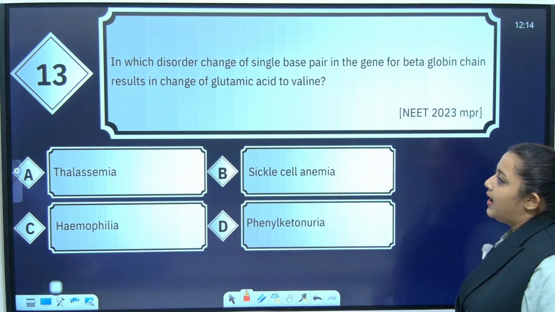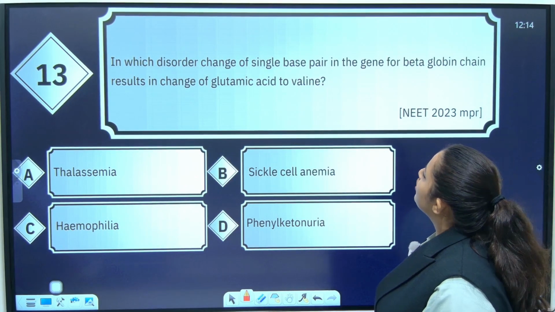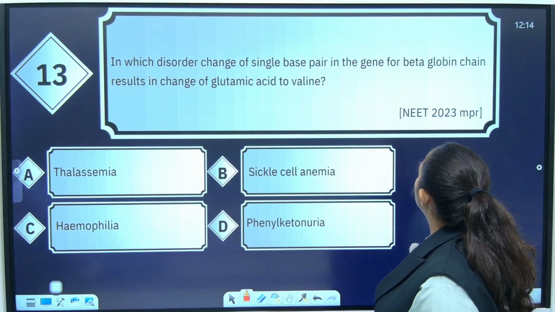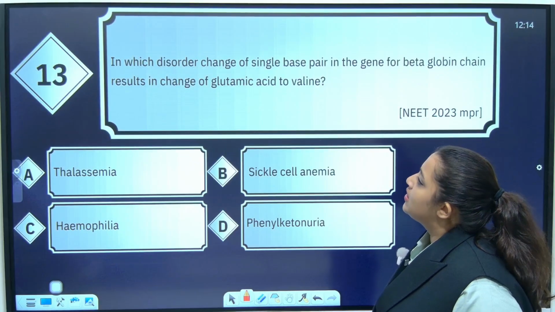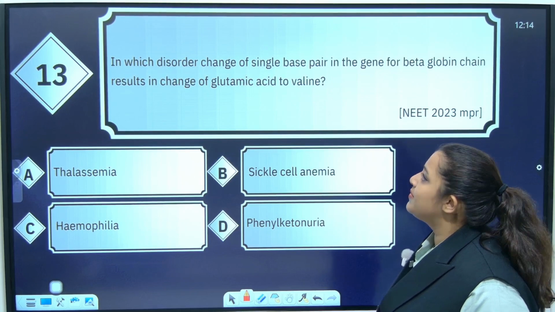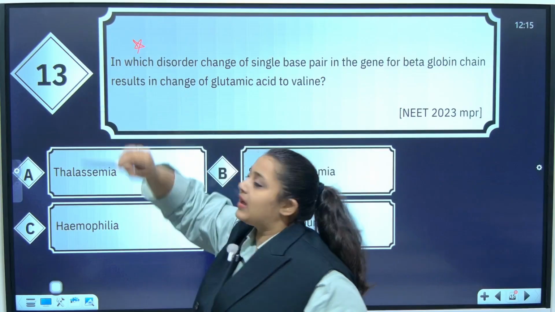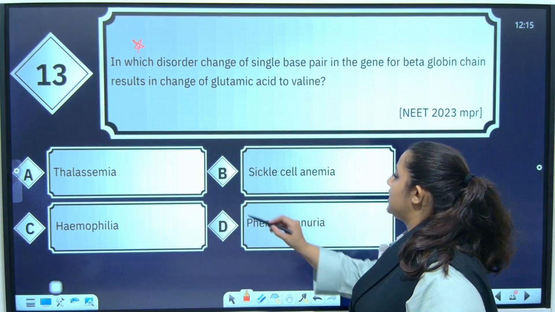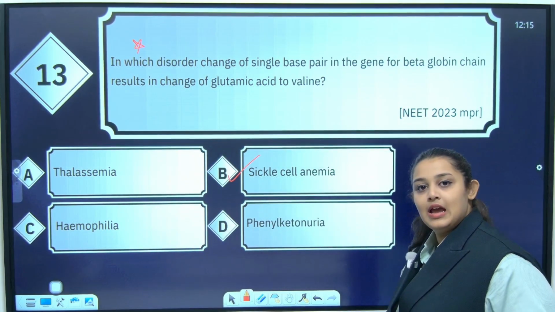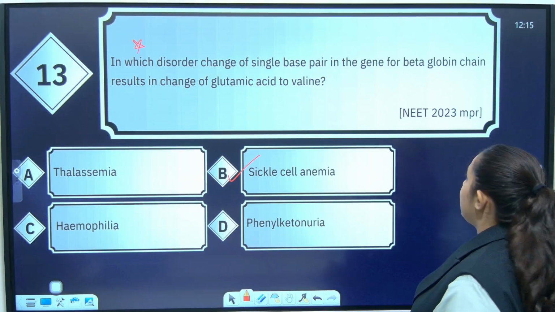Let's go to the next one. In which disorder does change of a single base pair in the gene for beta globin chain result in change of glutamic acid to valine? Very important question. And this answer is sickle cell anemia. Let's go to the next one.